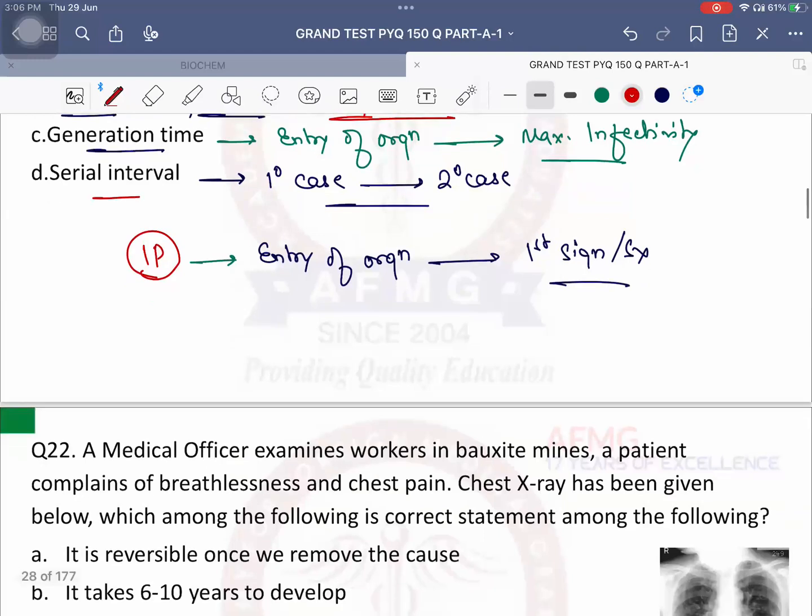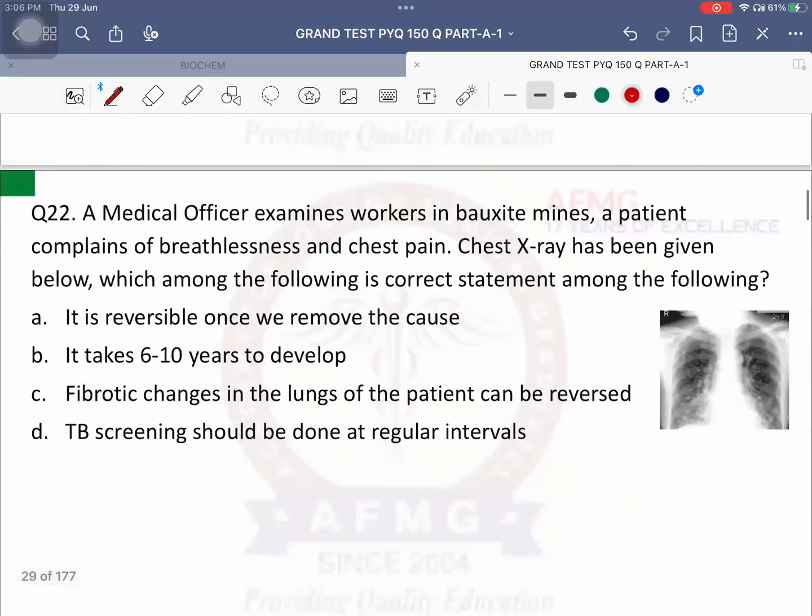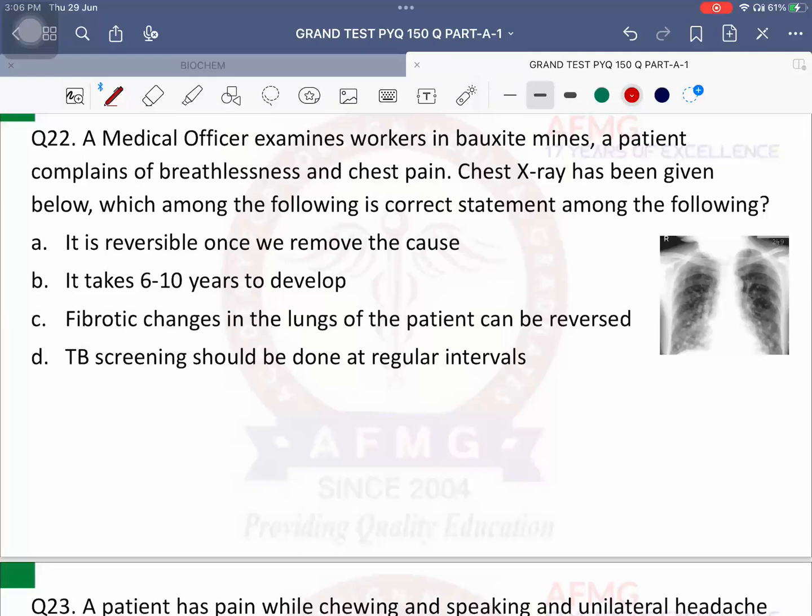That's sure. Question number 22. A medical officer examines workers in bauxite mines. Okay. If they are giving you history of some industry or some occupation, they are likely talking about some occupational disease. A patient complains of breathlessness and chest pain. Chest X-ray has been given below. Which among the following is the correct statement? What is your provisional diagnosis?